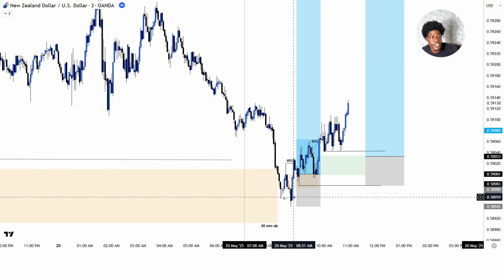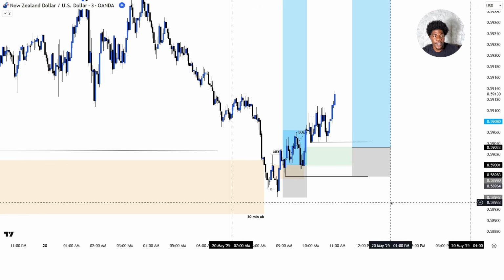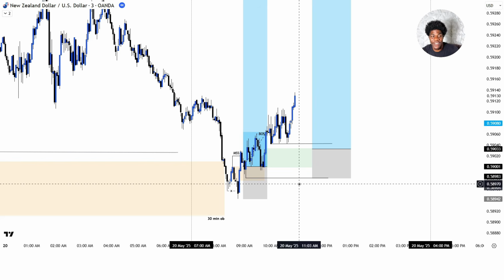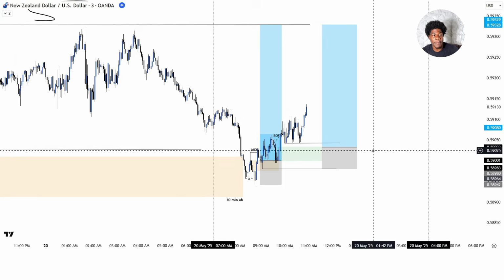So if I miss the first entry, right? You probably were unsure about this first entry. You didn't trust it. But you came later in the session. As you can see right here, it's around 11:30 now. You came later in the session and price is already moving, right? And you don't want to miss this trade.